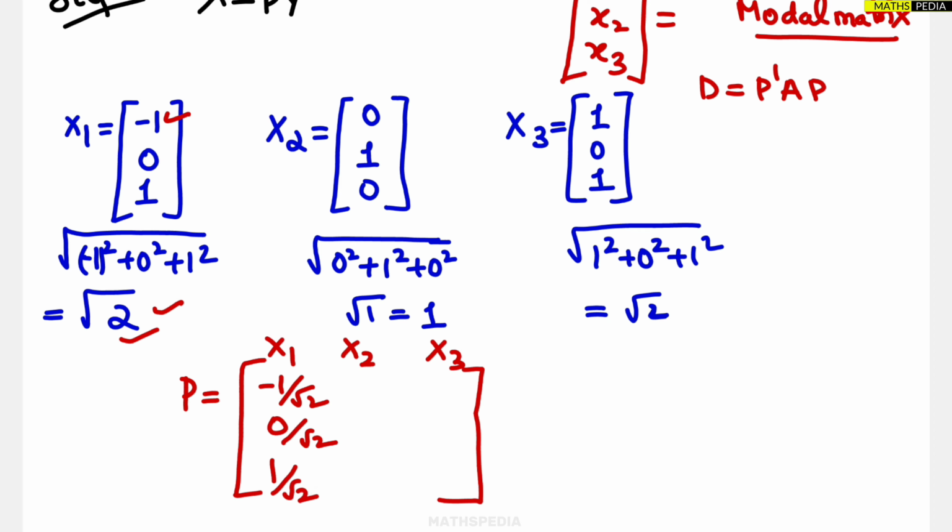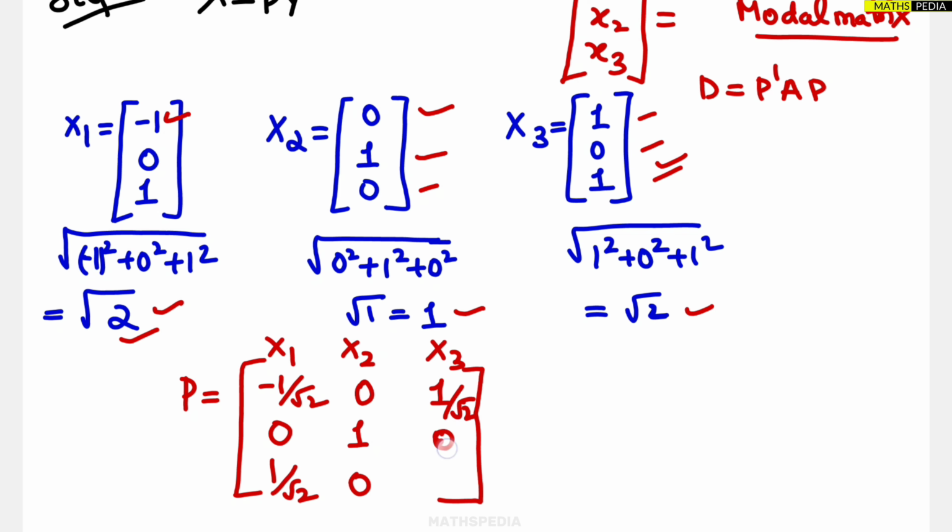Simple. Now 0 by root 2 is 0 itself, so just write 0. Next, the x2 vector having 0 1 0, divided by 1, so it's the same thing, 0 1 0. The third vector 1 0 1 divided by root 2 for each element. So it will be 1 0 1 by root 2. 0 by root 2 is 0, then 1 by root 2 again. I hope you understood. We are normalizing the vector. Just take the square root of the sum of squares of those elements and divide by that. Okay, that's it. So we got the P matrix.